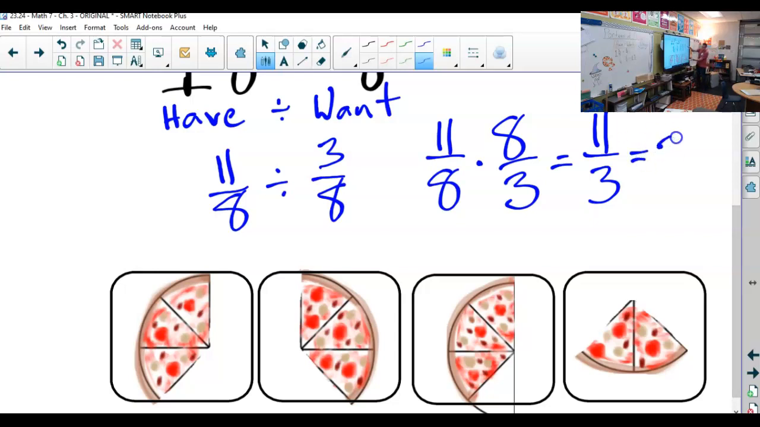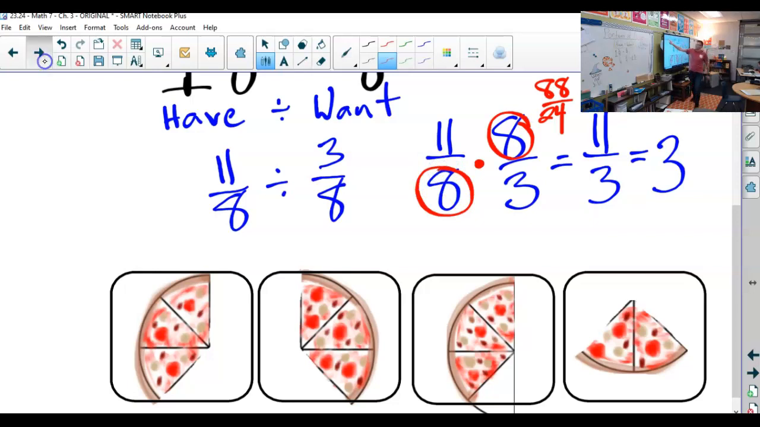Wait, I'm confused. Say more. So I did keep, change, flip. I kept 11/8, then I changed it to times, and then I flipped 3/8 to 8/3. Yeah. But why did you get 11/3? Because if I write out 88 over 24, it would reduce to 11/3 because the 8 on top and the 8 on bottom cancel.